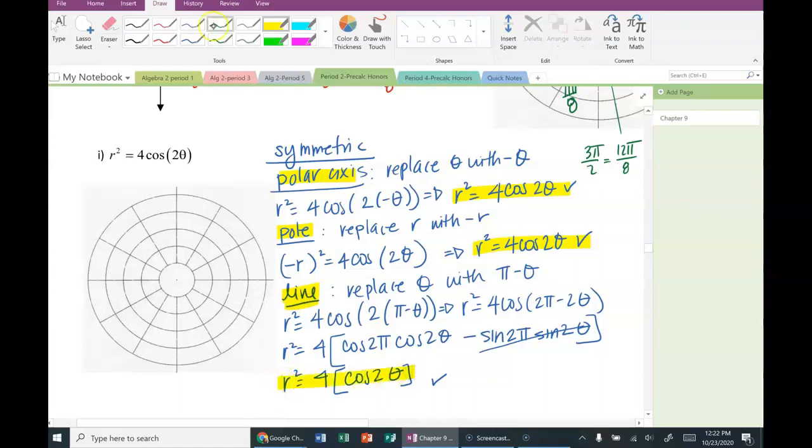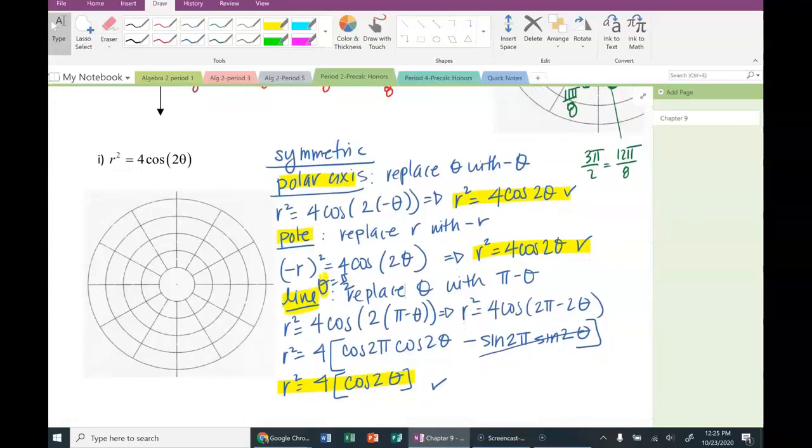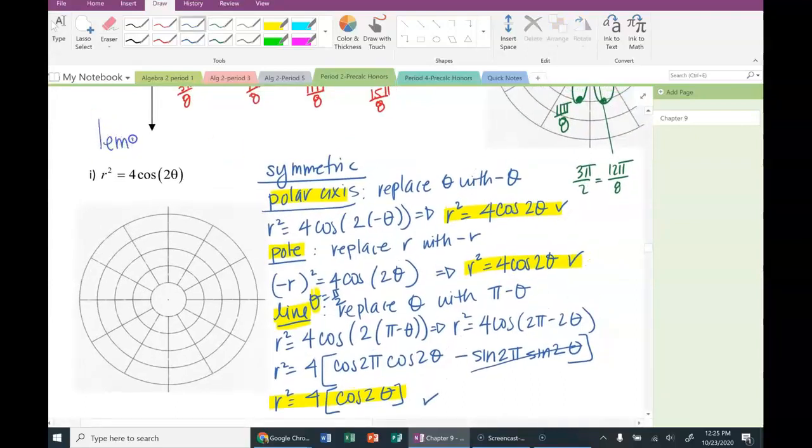Okay, the line, oh, you know, I forget, the line of theta equals pi over 2. Okay, so all of them work. Okay, so now we have to go and graph it on our decimals, right? Oh, before I go and graph it on a decimal, let's identify the graph. Okay, this is a lemniscate. Okay, so a lemniscate is like a propeller. So this is a lemniscate. Let's go and graph it out.